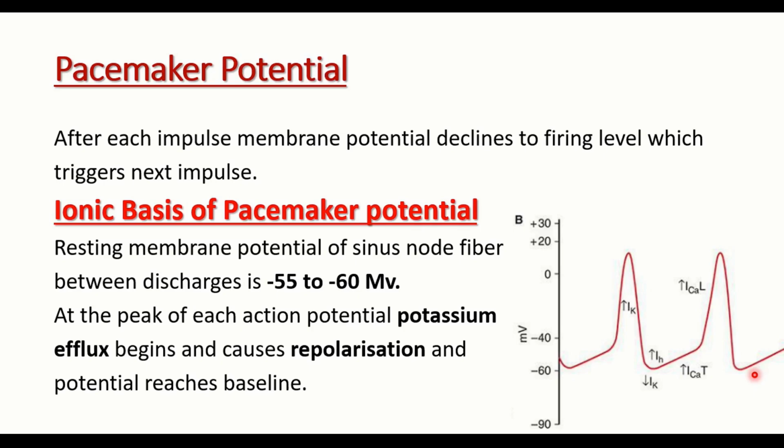The resting membrane potential of SA nodal muscle fiber between discharges is minus 55 to minus 60. So they have labeled here minus 60 as the resting membrane potential. Now, this is the action potential, and this is the peak of the action potential. At the peak of the action potential, the potassium channel opens, leading to potassium efflux and causing repolarization, and now the membrane potential reaches the base.